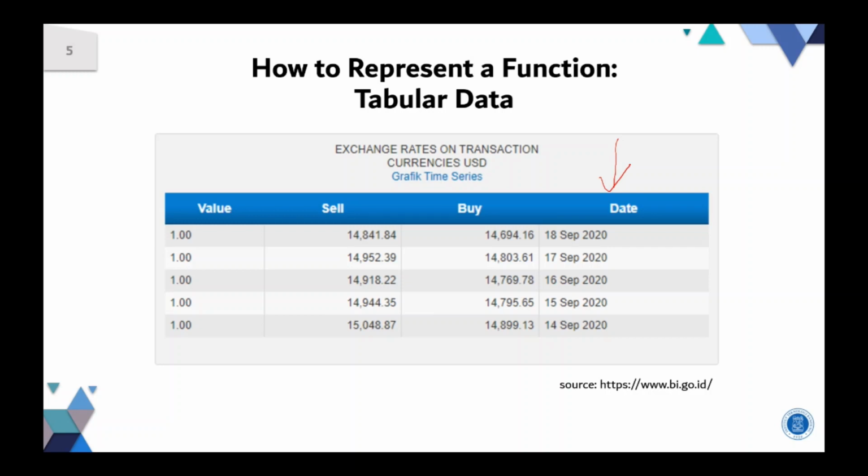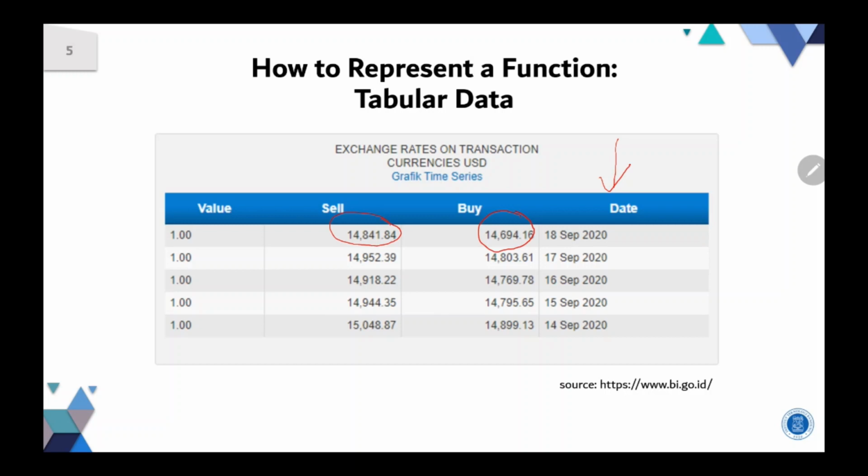define actually two functions now. So now for each of the dates, we can have the buy function. For instance, for 18 September we have this value, 14694. That's just for the buy, so we can define that one function. And we can define another function, which is the sell function. And for 18 September, we have a different value here.